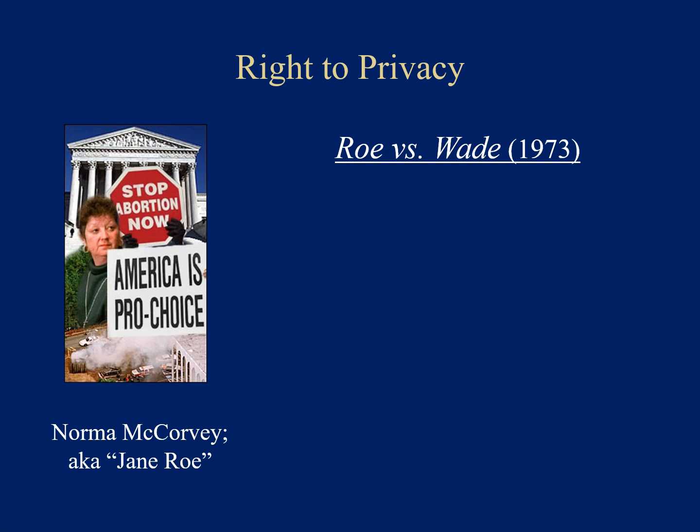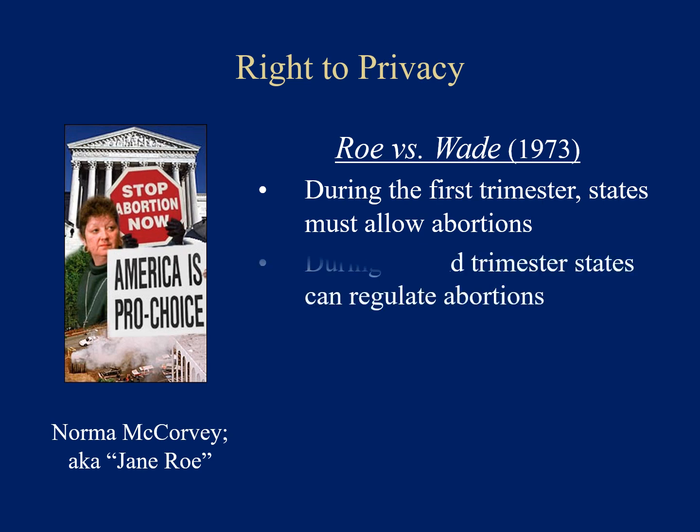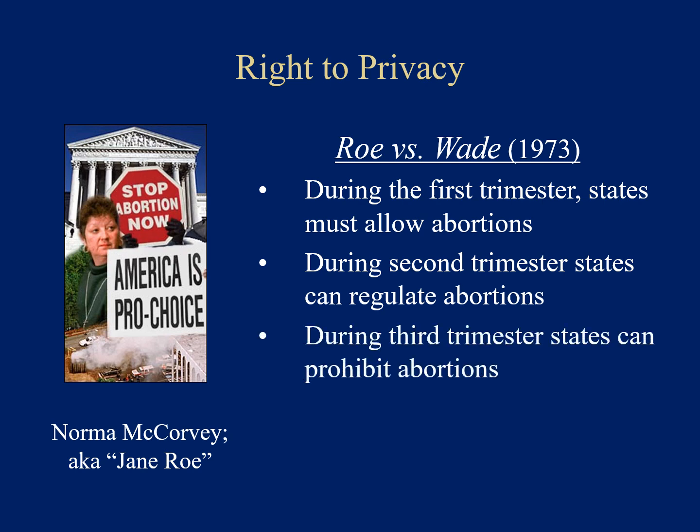The right to privacy was applied to a woman's right to have an abortion in a Supreme Court case from the 1970s. This was Roe versus Wade. What it did was it allowed women to have access to an abortion during the first trimester of a pregnancy. During the second trimester, states could regulate access to abortions. And during the third trimester, states could prohibit abortions.